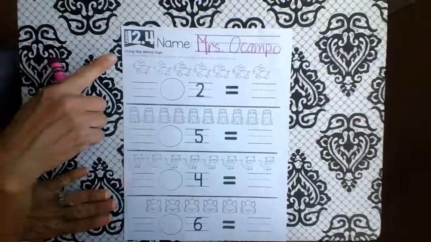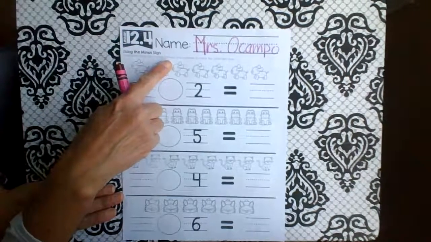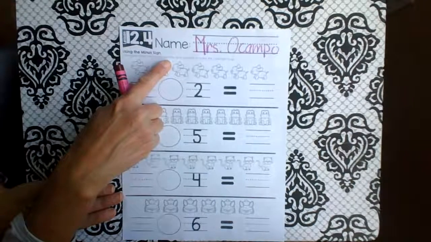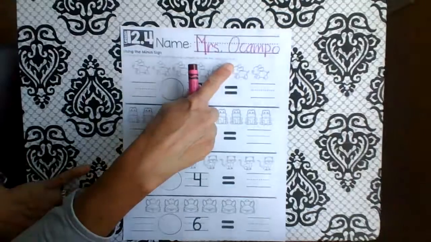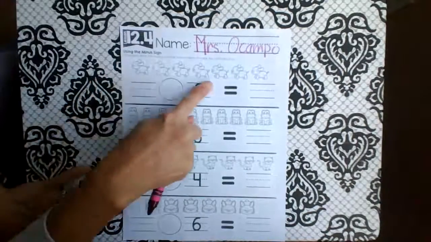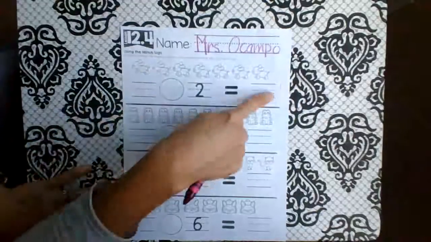Now it says directions. Write the missing symbols. Now symbols means like a plus or a takeaway. And numbers to make the statement true. Statement is like our sentence, okay? It's in math. This is our statement.